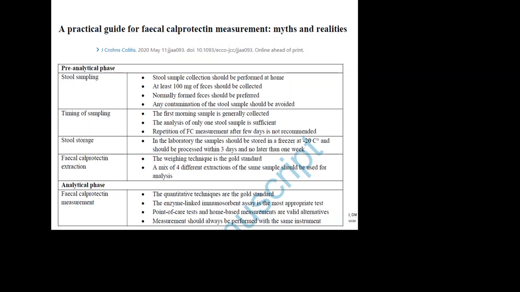Now, when we talk about fecal calprotectin, we need to know the ideal way to collect a sample. It should ideally be collected at home. There should be at least 100 mg of feces collected. Normal feces should be collected, no contamination should be there, and the first morning sample is preferred. There is a lot of variation in the values when collected in different parts of the day, and the sample should be assessed and evaluated within 3 days.